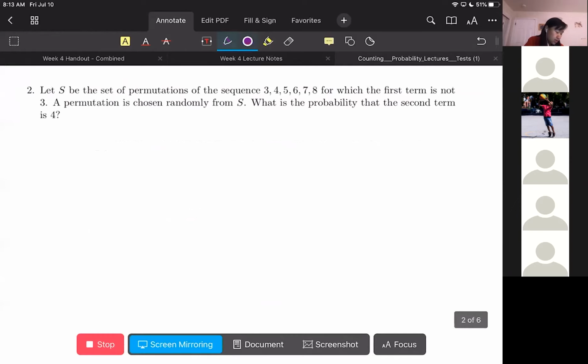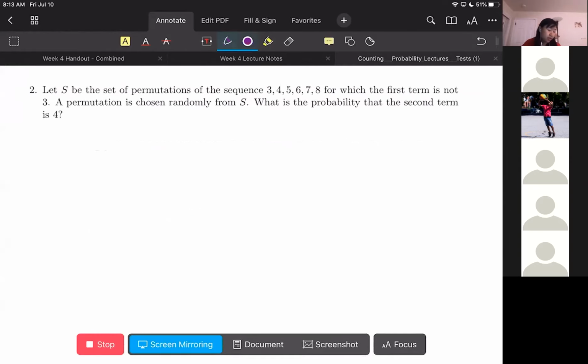So this one says, let S be the set of permutations of the sequence 3, 4, 5, 6, 7, 8, for which the first term is not 3. A permutation is chosen randomly from S. What's the probability that the second term is 4? So for this one, again, we want to recall our definition of probability, where we can count the number of desired outcomes over the number of total outcomes.